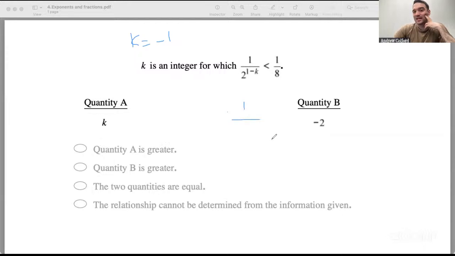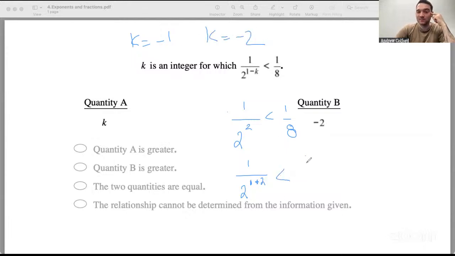What would I get there? I would get 1 over 2 to the power of 1 minus negative 1. So 1 plus 1, so 2 to the power of 2. Still doesn't work, but at least now I'm going in the right direction. Right, 1 over 4. What if I do 1 over 2 to the power of 1 minus negative 2? So I make k equal to negative 2. Well, then they're equal. Still not true, but I'm right on the cusp now, on the verge of making this work.